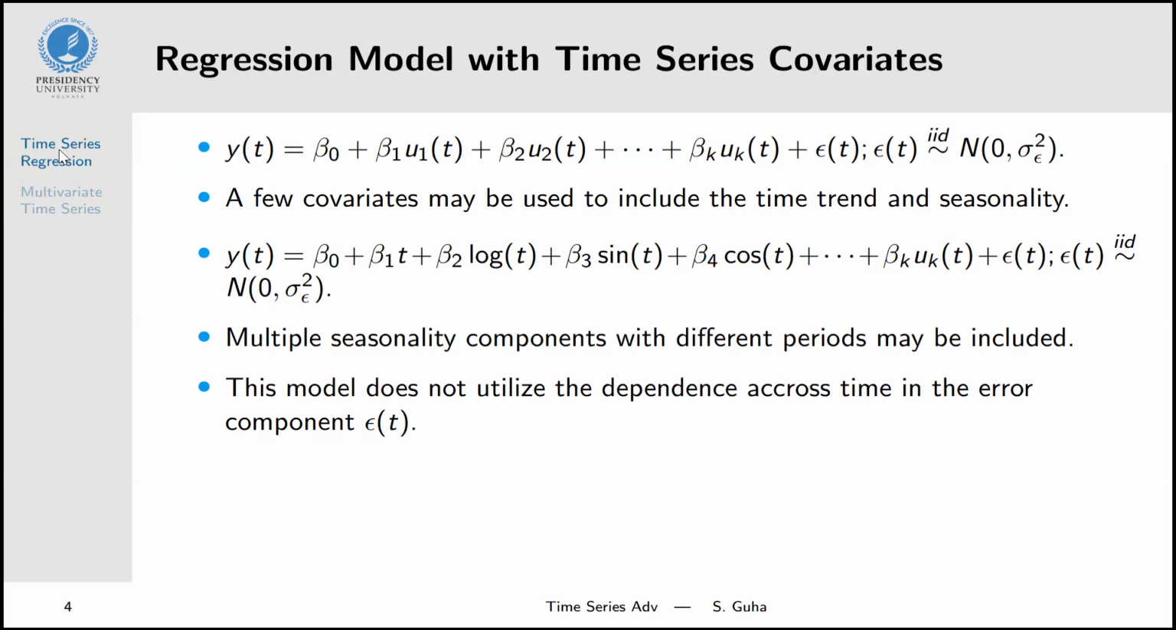Sir, when we say seasonality, does the sine mean the upward curve and cos mean the downward curve? Not really. Both of them actually give a periodic curve, but their starting position is different.